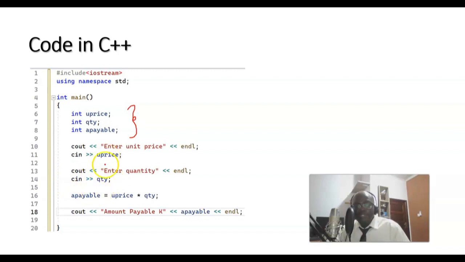Then now, having entered the unit price and the quantity, this formula here tells the program what to do with what the user has entered in a variable called unit price, in a variable called quantity. So here we are telling the computer to multiply the two values in there, and then whatever result you get needs to be stored in amount payable. Then finally, console out or cout amount payable, then here you want the program to display what was put in here. So what will come out here is the value that was put in there.